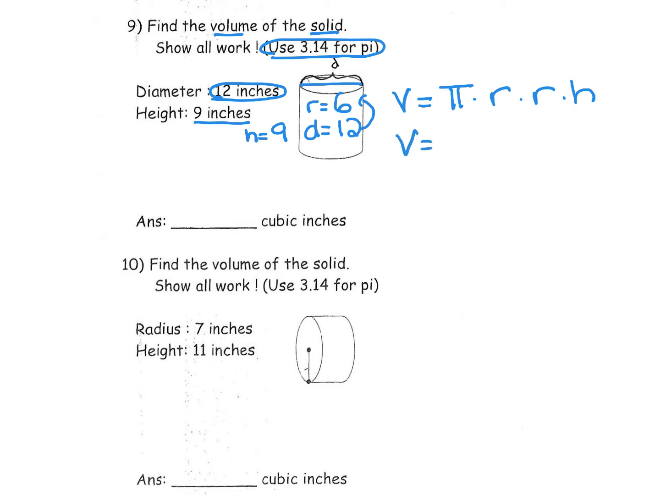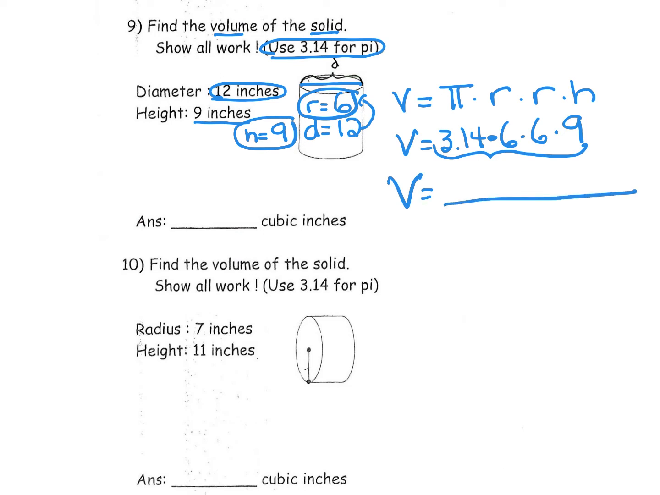Make sure you show your work. We're supposed to use 3.14 for our pi value. Our radius is 6 times 6, and we know the cylinder is 9 inches tall. Grab your calculator and punch that in. Find the volume of this cylinder in cubic inches.